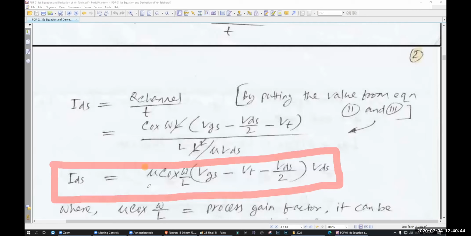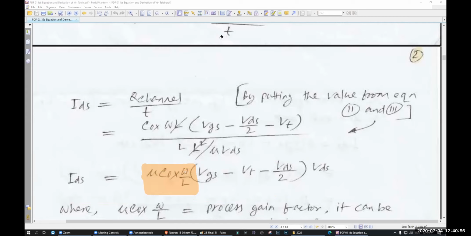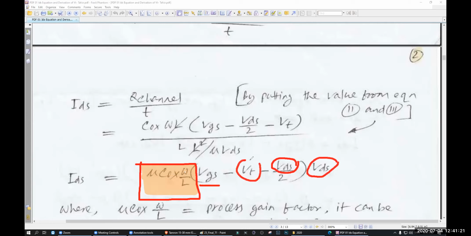Among these, this term is constant. Why is it constant? Because after making the MOSFET, mu you cannot change, COX you cannot change, W you cannot change, L you cannot change. So this is actually constant after making it. But VGS you can change. You can change the voltage, maybe sometimes you will get 5 volts, sometimes 4 volts. Doesn't matter. You can change VT, VDS, right?